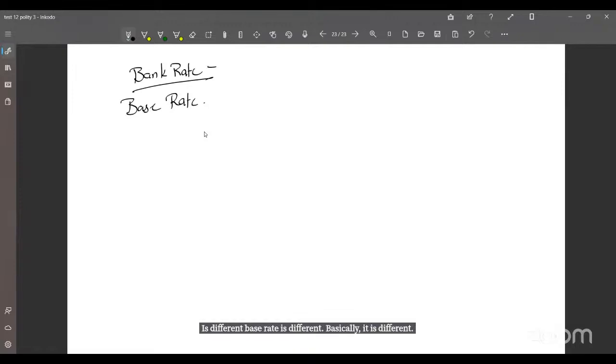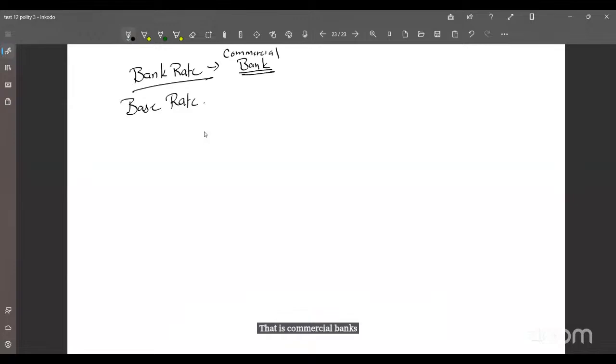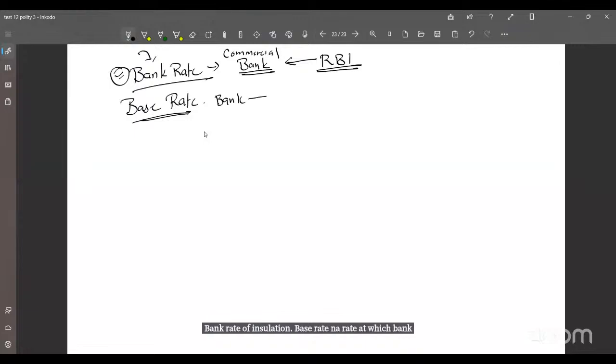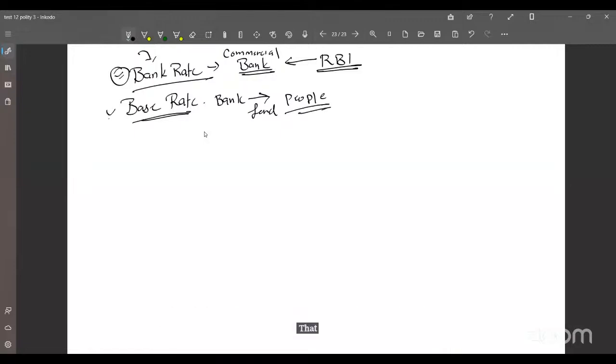Bank rate is the rate at which banks, that is commercial banks, borrow from the RBI. The rate at which they borrow from the RBI is what I call the bank rate. What is the base rate? The base rate is the rate at which banks, that is commercial banks, lend to the people. That is what I call the base rate. Base rate is the rate at which a bank lends to the people.